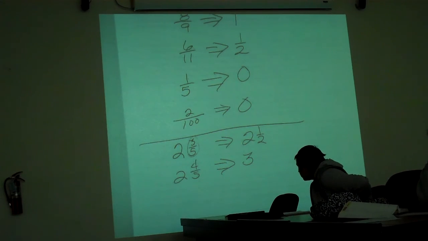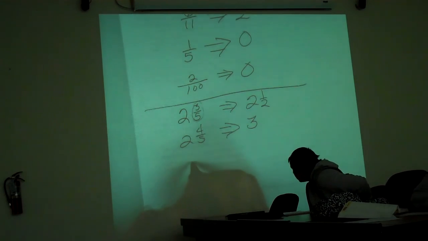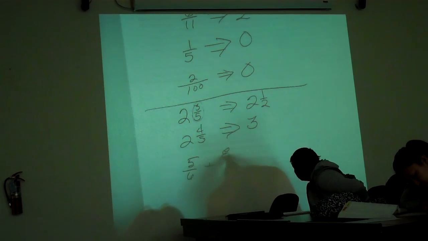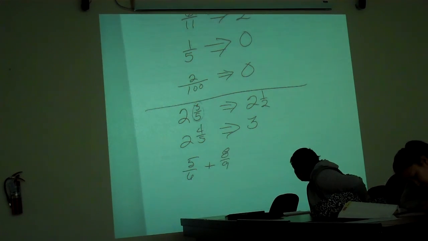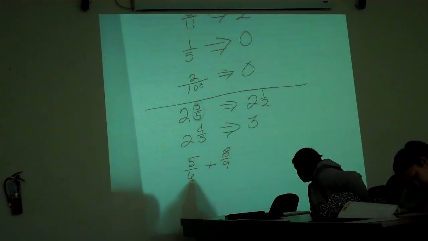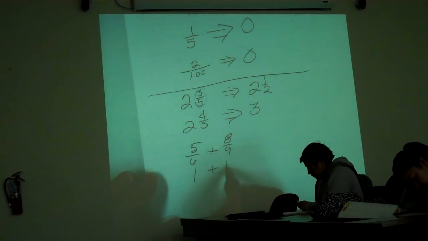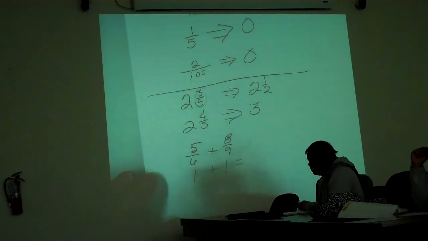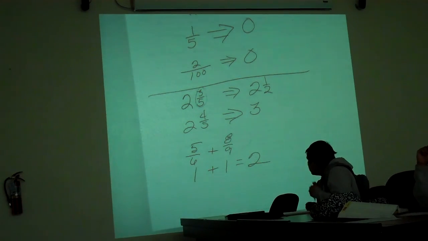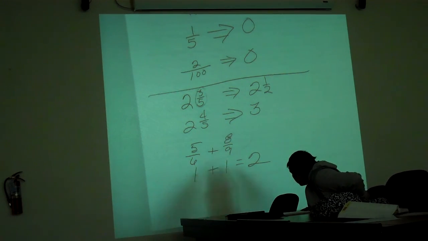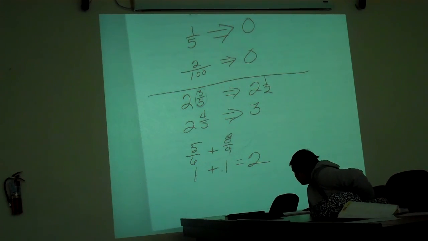Okay, if you were adding, like you had 5/6 plus 8/9. Okay, estimate it first. 5/6 is almost 1, right? 8/9, almost 1. So estimating this, you would just go 2. You don't have to do common denominator, add it up, and then estimate it. Estimate it first, and then just add the estimations. Way easier.